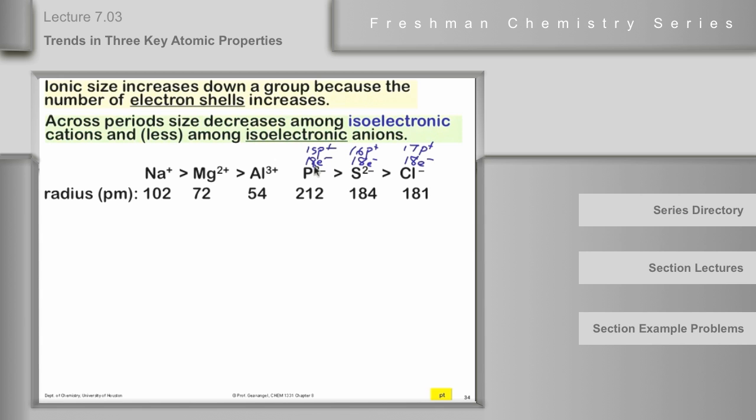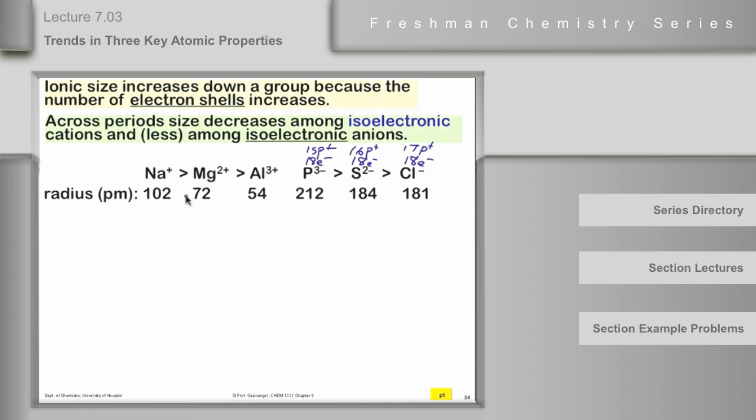So in looking at this, it once again has the seeds of its own solution in there. 15 protons can't compress 18 electrons as much as 16 can. So phosphide is larger than sulfide. And likewise, 17 can compress more than 16. So chloride is the smallest one. There's not as big a difference in the anions, but the trend is pretty straightforward. So that's how you compare the sizes of isoelectronic anions.